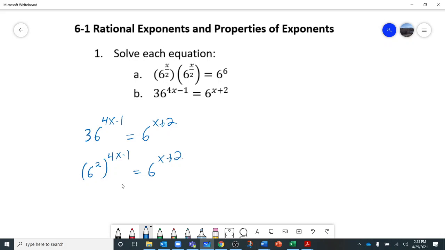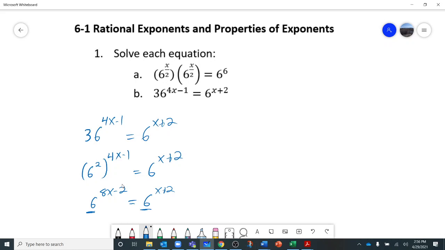And then when we have a power raised to a power, okay, properties of exponents. So 6 squared raised to the 4x minus 1, that means we multiply this 2 by the 4x minus 1, and we end up with 6 to the 8x minus 2. Don't forget to multiply that 2 by that negative 1, is equal to 6 to the x plus 2. At this point, we have the same base, right? We have 6 for both, and it's equal. So that means that our exponents also have to be equal.